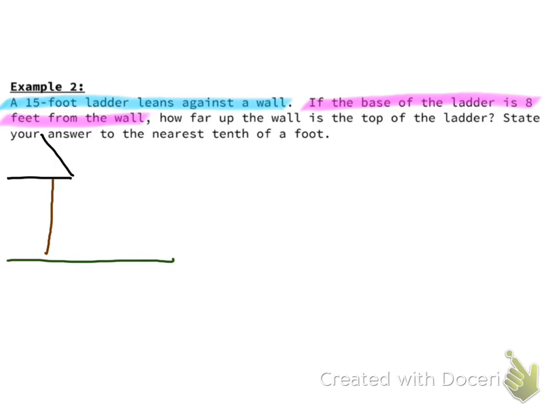And there is the wall that I drew. So I draw on my ladder. The ladder is 15 feet and its base is 8 feet from the wall. I'm looking for how high up the wall the ladder goes, so that would be h.